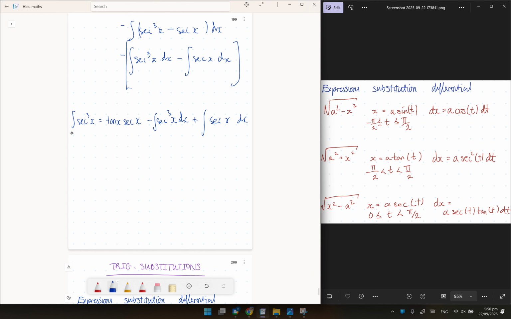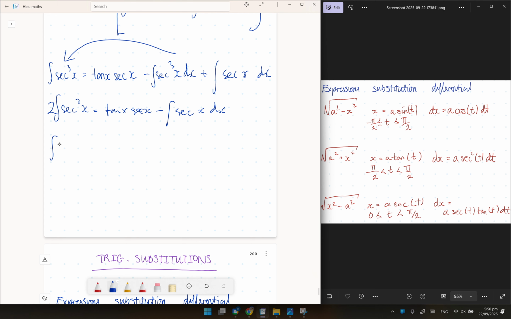All right, so see how there's 2 sec cubed x dx on both sides. So we can move this over to this side. We can say that 2 integration of sec cubed x is equal to tan x sec x minus this one moved over. So then we have the remaining, which is integration of sec x. And therefore, to find the integration of sec cubed x dx, we just have to divide everything by 2.